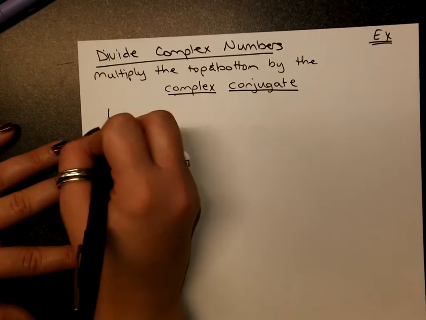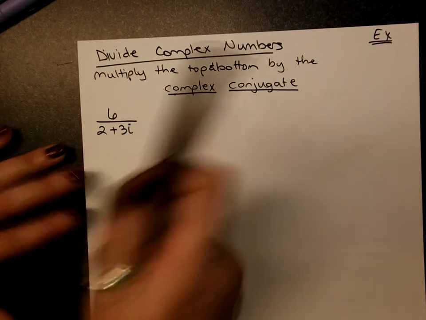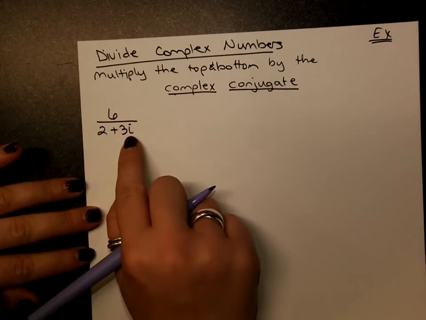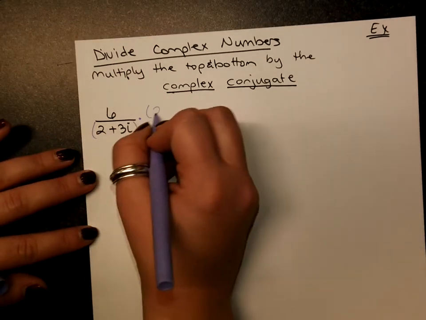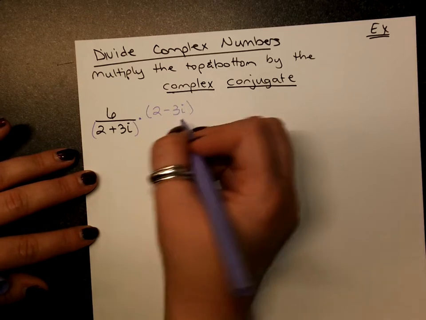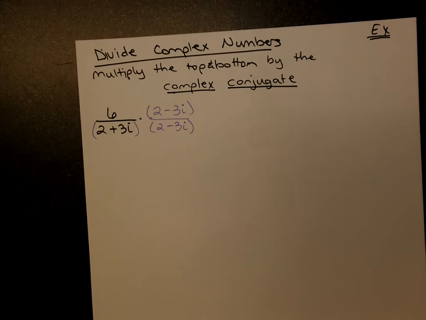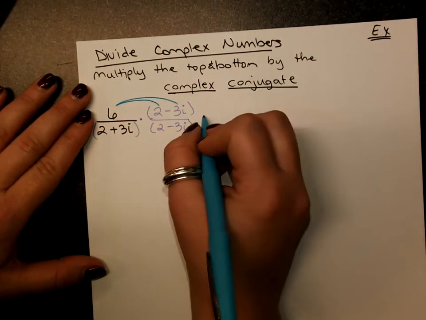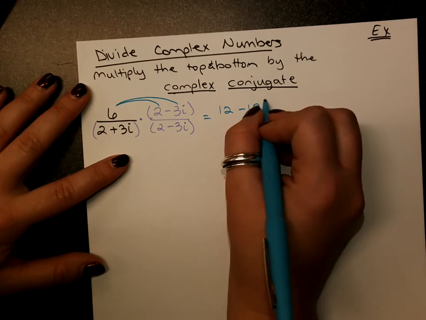This should make sense. If I have 6 over 2 plus 3i, just like we did with radicals, since we cannot have the i in the denominator, we're going to multiply by the conjugate, 2 minus 3i over 2 minus 3i. When we multiply by the conjugate, we'll work out the numerator: 6 times 2 and 6 times negative 3i. It's going to give us 12 minus 18i.